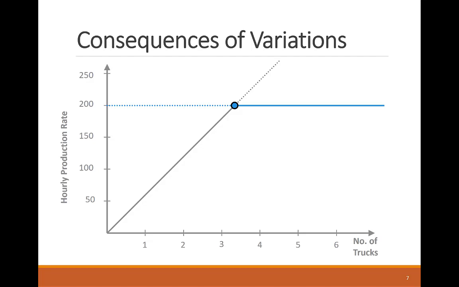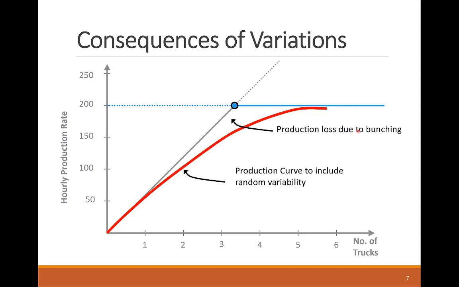This is the production curve as covered last lesson that shows the increase of the crew's production with the increase of the number of trucks until the crew balance point. But in reality, the realized production will mostly be lower than the theoretical production curve.